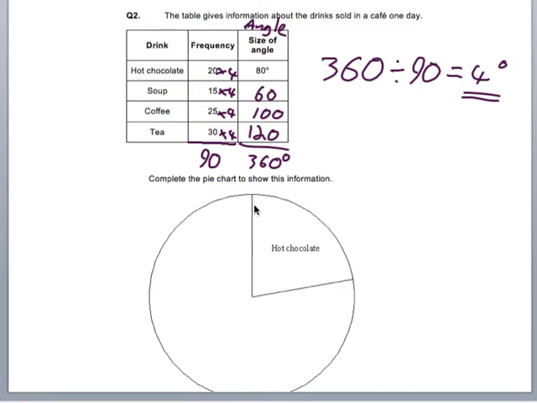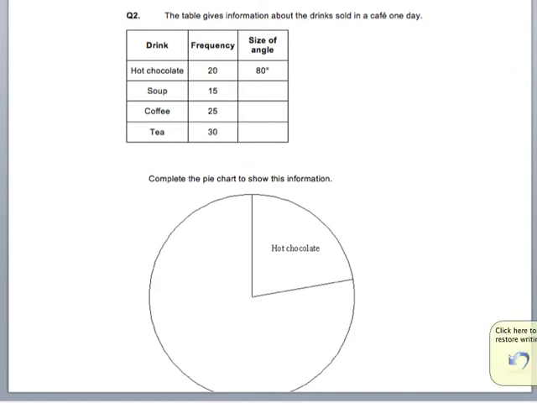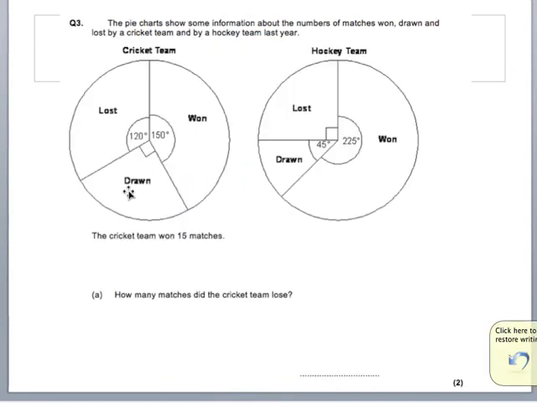And again, I just measure out my angles with my protractor and draw them onto my pie chart, making sure that I remember to label the particular sectors as well. The last type of question that they might ask you on this topic is they might give you a situation where they've already drawn the pie chart for you.